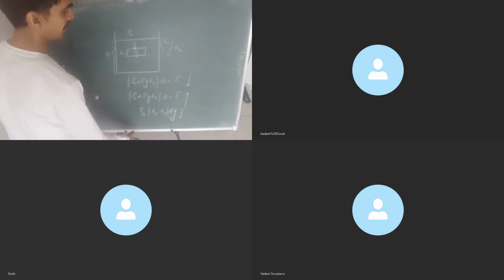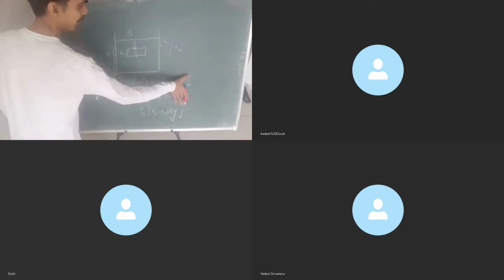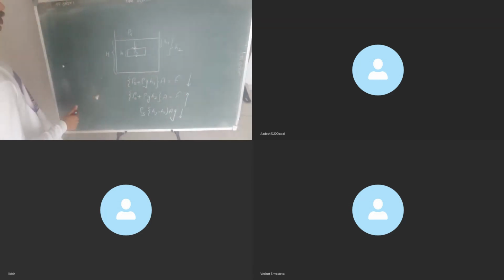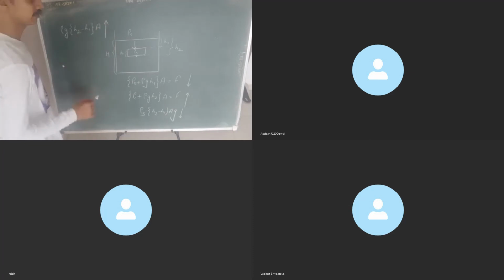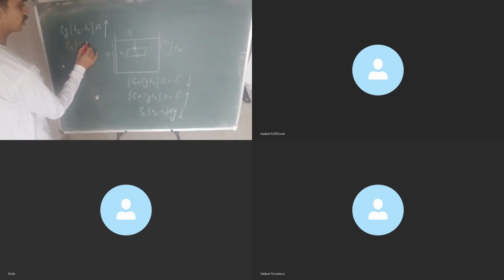Now I ask you to find the differential of the above two forces. What you have to get is rho g, H2 minus H1, whole into A, in which direction? Upwards, correct? The other one is rho s, H2 minus H1 into A into g, right?